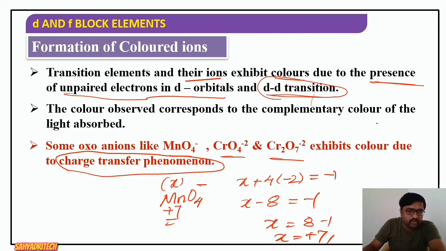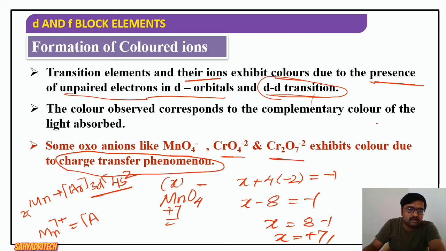Well, we look at manganese, atomic number 25, and its electronic configuration is argon 3d5 4s2. So here Mn 7 plus means argon 3d0 4s0. What does it mean? In MnO4 minus, there is no electron in the d subshell at all.